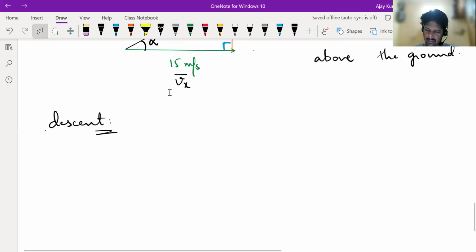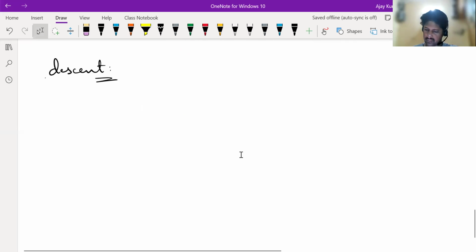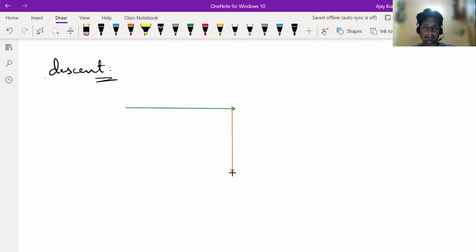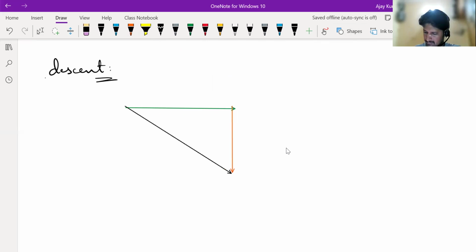During descent, when it is at the same level, its velocity is like this. The x component is 15 itself. The y component is minus 10 for descent. And the overall velocity will be pointed this way. Okay. This is 15 and this is minus 10. 10 downwards. Okay. Magnitude is 10, but it's in the downward direction.